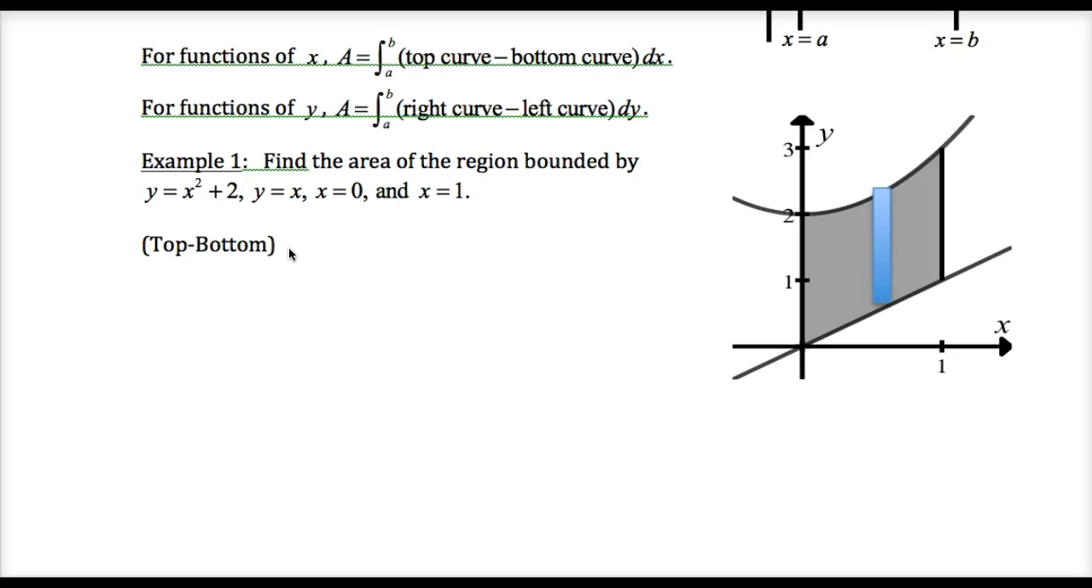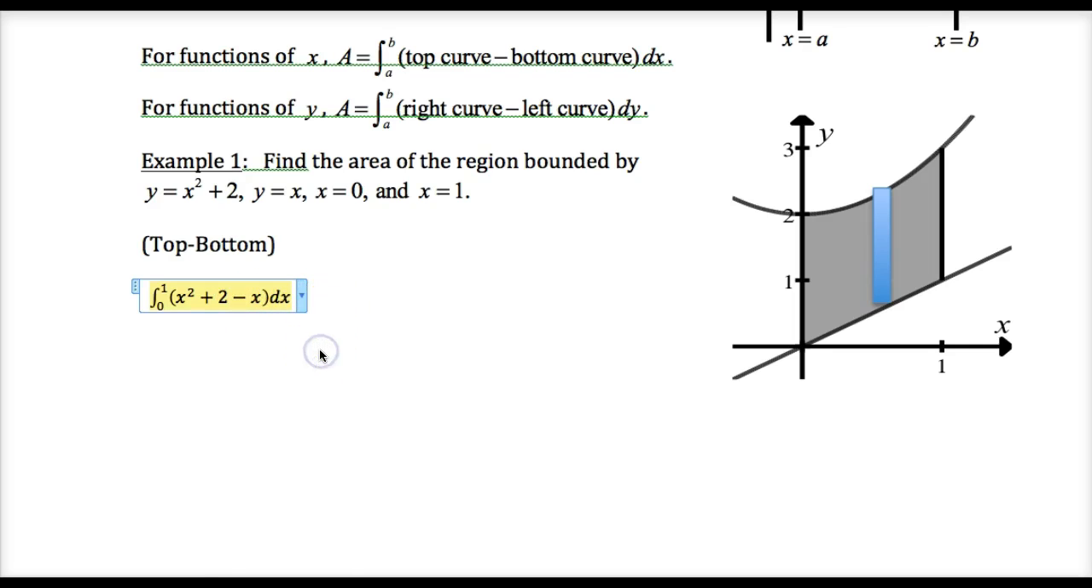Then I put this into the integral. So I do my limits of integration, which would be 0 to 1. That's my lower limit of integration, and my upper limit of integration would be the 1. And then I have x squared plus 2. This function right here is my top, and then minus my bottom, which would be the x function right there. So this is the integral that I'm going to be using for this.